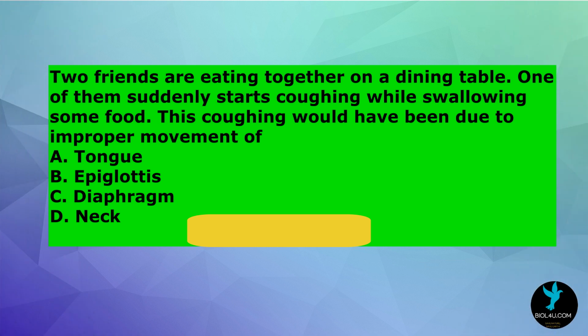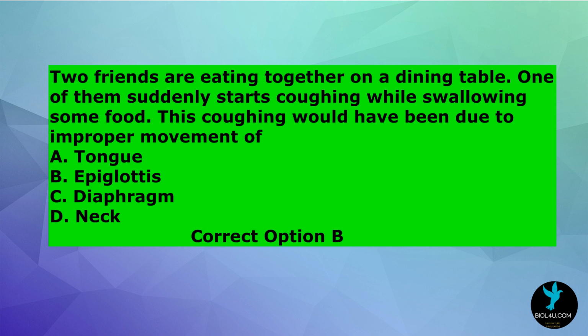Question number 10. Two friends are eating together at a dining table. One of them suddenly starts coughing while swallowing some food. This coughing would have been due to improper movement of: Option A. Tongue. Option B. Epiglottis. Option C. Diaphragm. Option D. Neck. The correct option is B. Epiglottis.